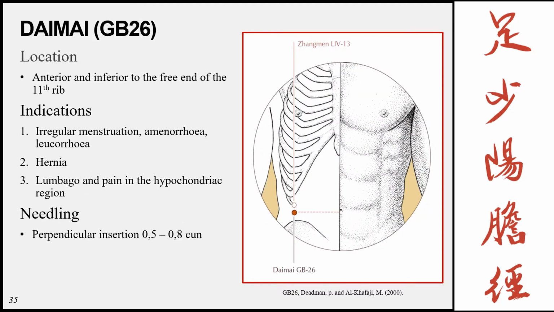The next point is DAIMAI, GB26. The location of this point is anterior and inferior to the free end of the 11th rib, and it's just below liver 13, JINGMEN. The indications: it can be used for irregular menstruation, amenorrhea, and leukorrhea. It can also be used for hernias, lower back pain, and pain in the hypochondriac region. The insertion is perpendicular, 0.5 to 0.8 tsun.